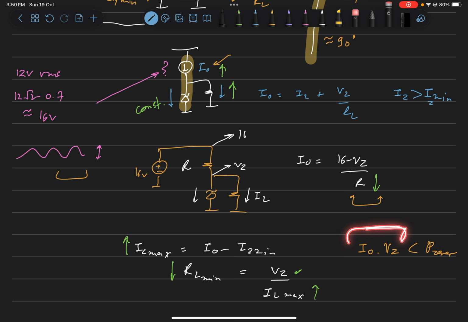The I naught flows through the Zener in reverse bias, because the current through the Zener is in this direction. So this voltage is VZ, and the power across the Zener is I naught VZ, so this should be less than the power rating. So you cannot choose R to be arbitrarily low or I naught to be very high, because that would pose a threat of the Zener being burned. So this is how you can make a voltage regulator.